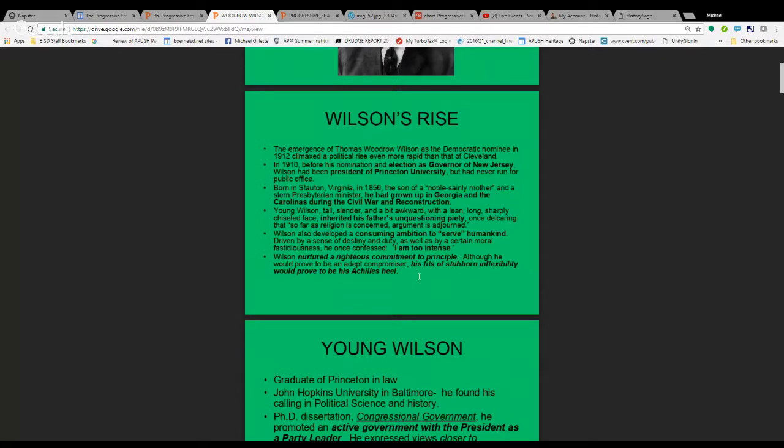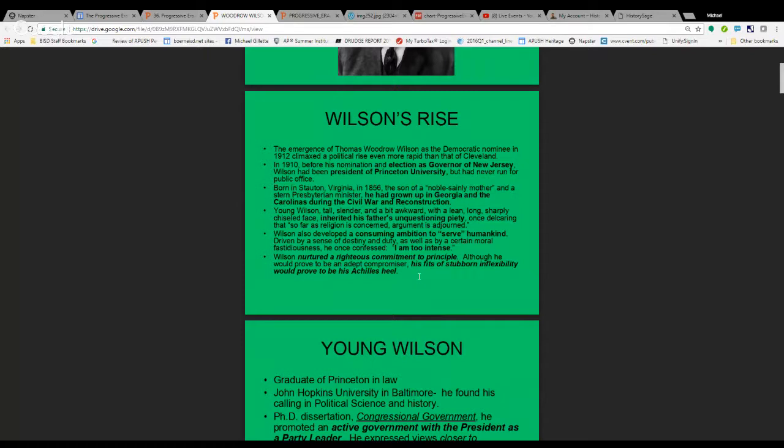In 1910, before his nomination, he had been elected governor of New Jersey. Before that, he had been president of Princeton University. He's one of the only American presidents to have a PhD, of course, in economics and government. He was born in Staunton, Virginia, in 1856. So Woodrow Wilson is the first Southerner to be elected president since the Civil War. We had gone that long without electing a Southerner into the White House.